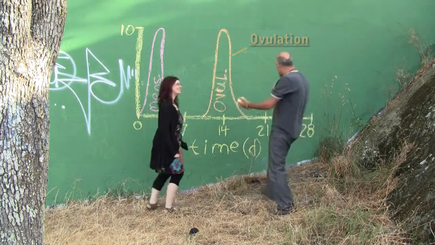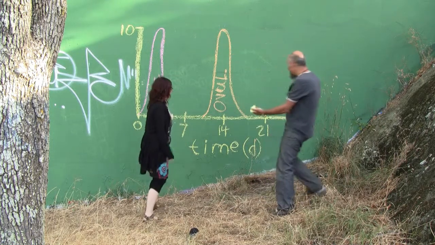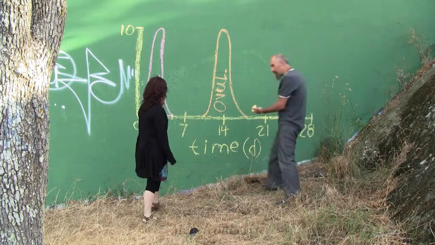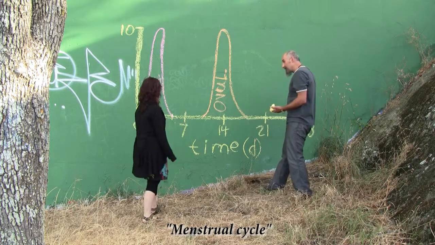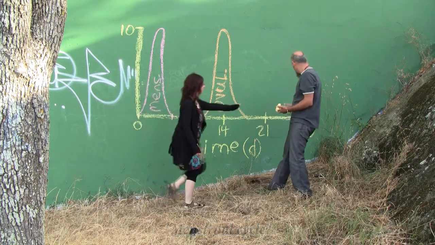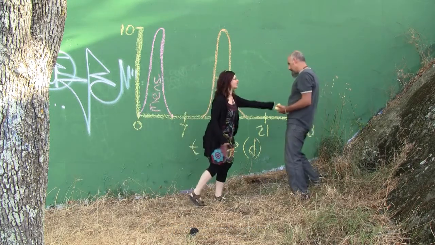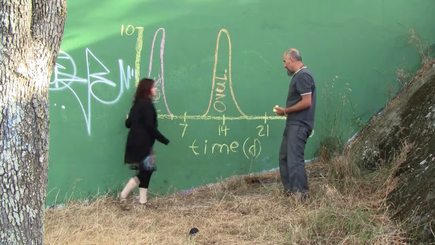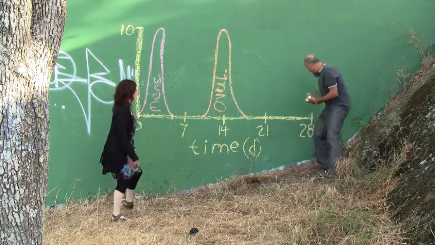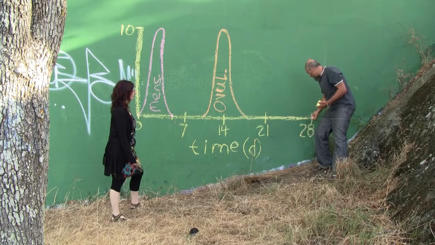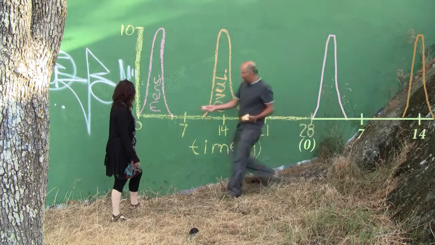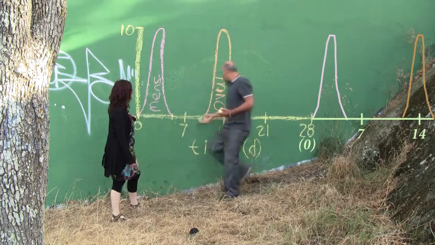Ovulation. So this is basically the most basic form of the female reproductive cycle. Very basic. And then at day 28, the cycle starts again back here. At this point, the cycle starts again, and you're back here, and this whole thing repeats.